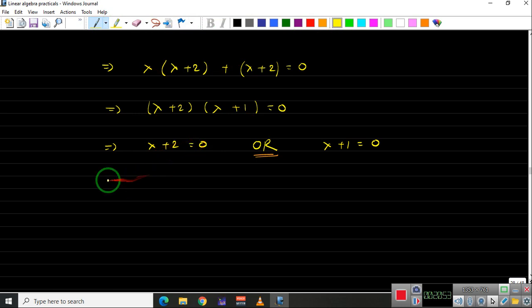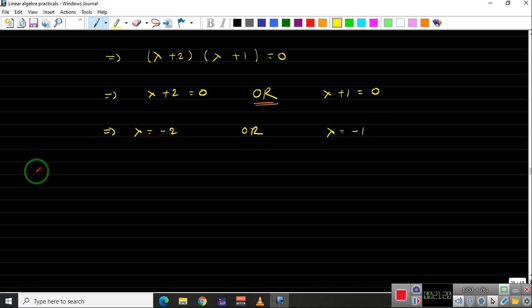So if lambda plus 2 is equal to 0, this implies lambda is equal to minus 2, or lambda plus 1 equals 0, which implies lambda equals minus 1. In this case, if you put lambda equal to minus 2, lambda plus 2 is 0, and this will be minus 1, so 0 into minus 1 is again 0. And if you put lambda equal to minus 1, this will be 1 and this will be 0, so the product will be 0.